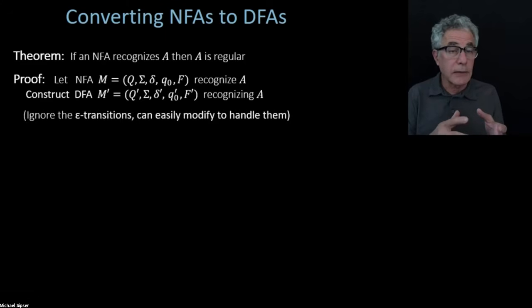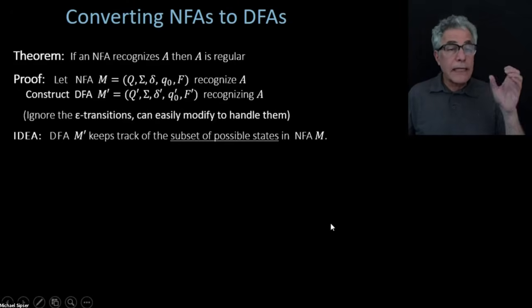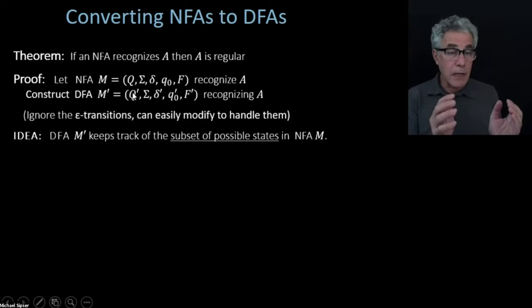They just make things a little more complicated. So let's just focus on the key aspect of non-determinism, which is that the machine could have several ways to go at any point in time. There could be several next states on an input.